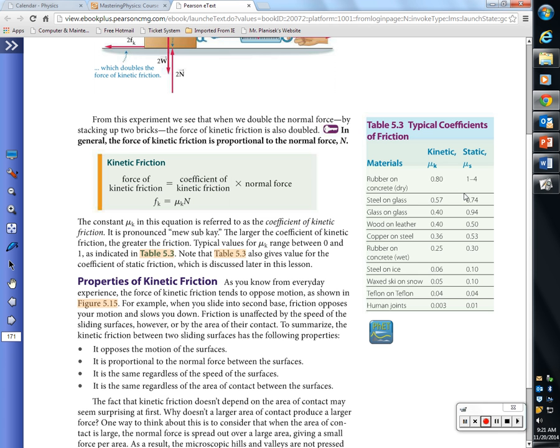But if we go all the way down to the bottom, look here. Steel on ice, ice skate on ice, waxed skis on snow, 0.05, 0.06, significantly smaller than the coefficient of friction between tires on a road, right? We don't want friction in these circumstances. So the surfaces involved there have a much smaller coefficient of friction. Good.